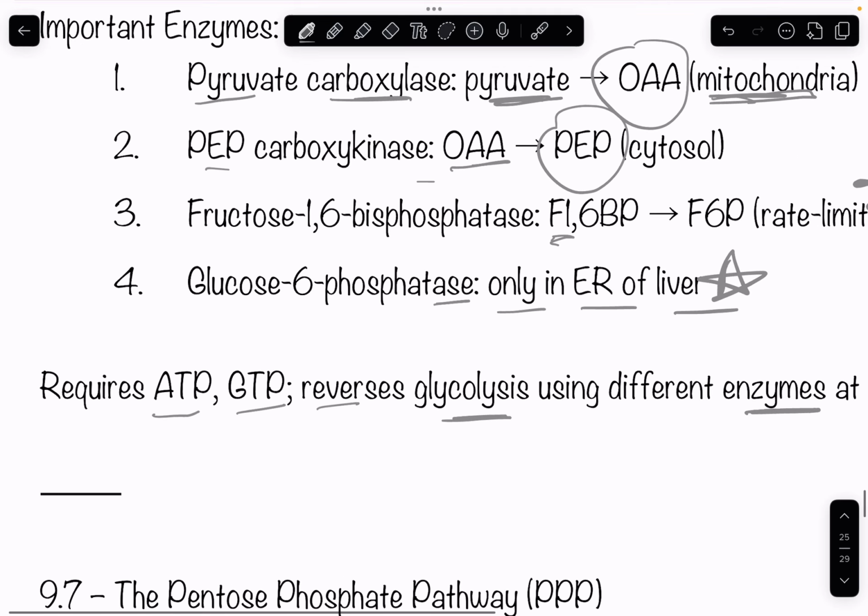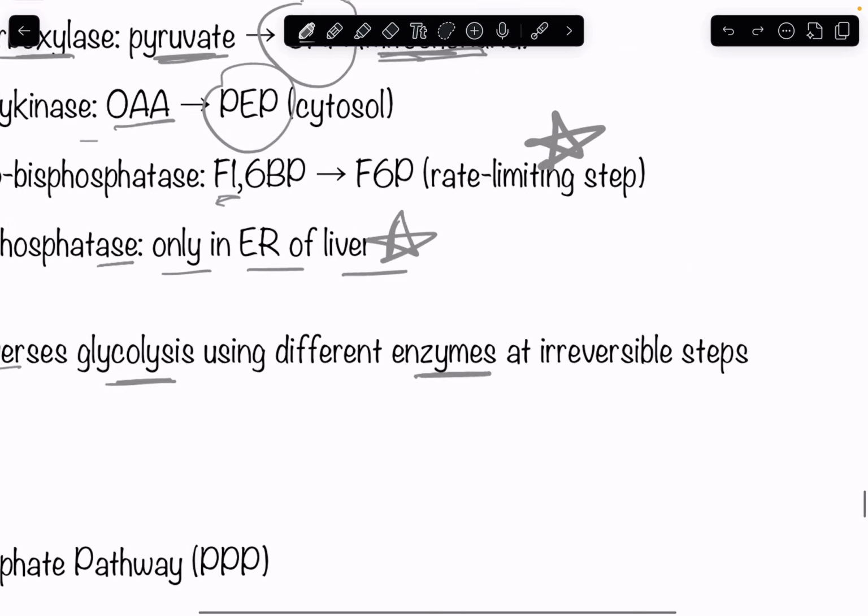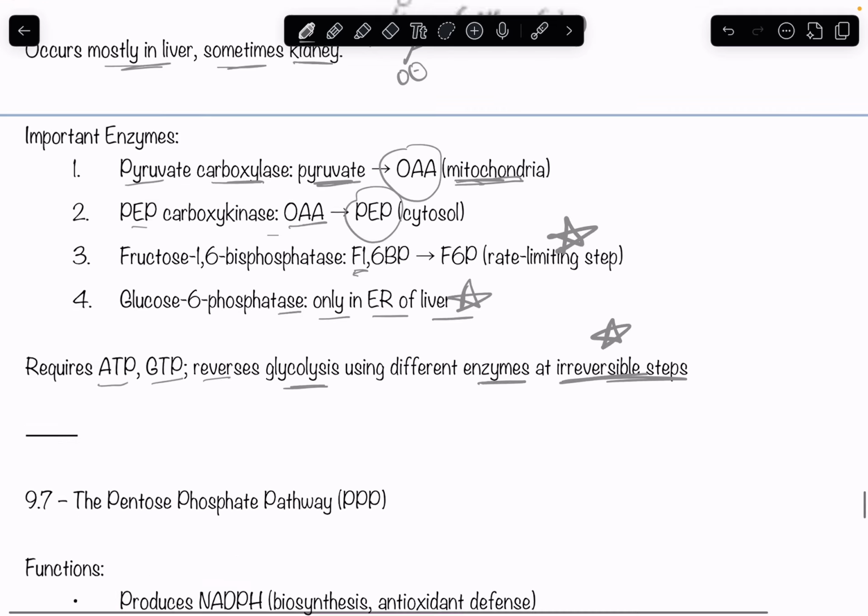The reason why I didn't show all the enzymes is that, outside of these ones that I showed here, the rest of the enzymes are the exact same that you had in glycolysis. So it's not like you're memorizing a whole bunch of new enzymes. These are still the same ones that you use in glycolysis. These 4 are the only 4 that are different. And these 4 are what we call the irreversible steps of gluconeogenesis, okay?